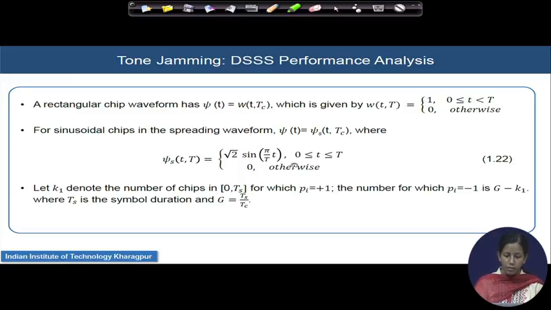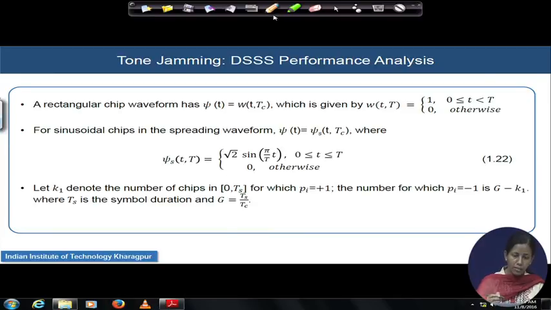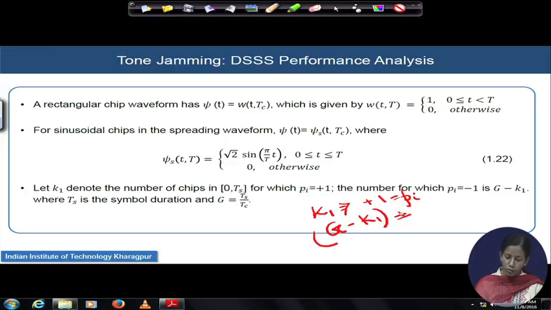And let us also consider that out of this g number of samples that the sampler has given us, for k1 number of the chips, the value of the chips is equal to plus 1. For k1 number of the chips, the value of the chips is plus 1, that means the value of Pi in the earlier equation you can put equal to 1. And hence, for the rest of the chips, which is given by g minus k1, you will get the value of these chips equal to minus 1.